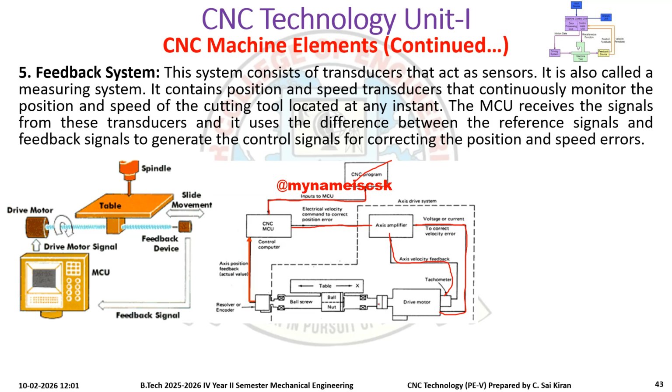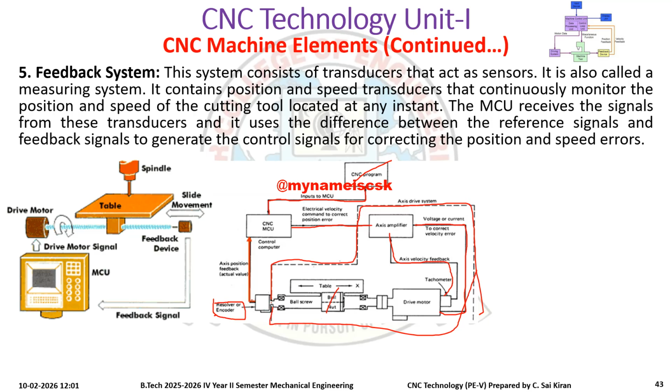Then this drive motor will drive the ball and nut, so there is a movement in the ball and nut table. We have ball screws. Again it will be measured by a resolver or encoder, and this will be given as feedback again. Whatever the speed here is, it will come back to this portion.